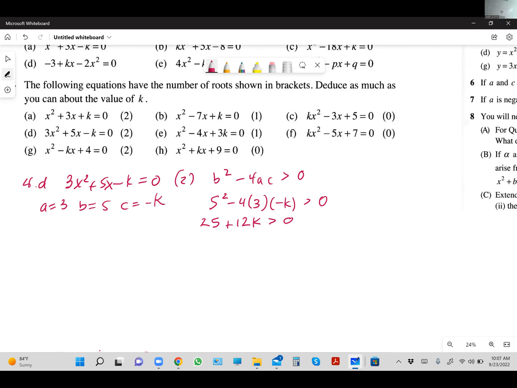All right, so how do we solve this one? Subtracting 25.